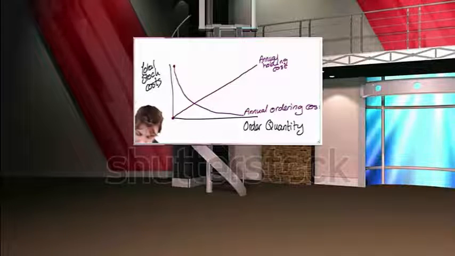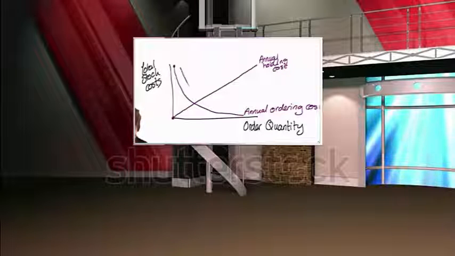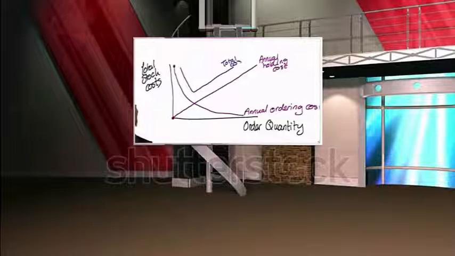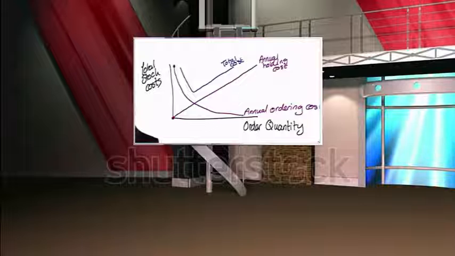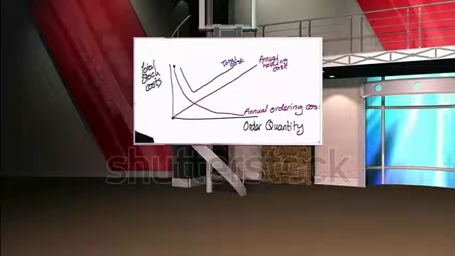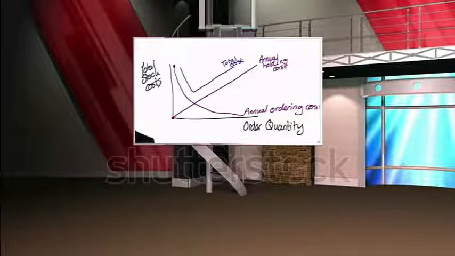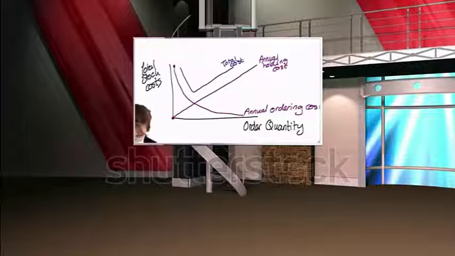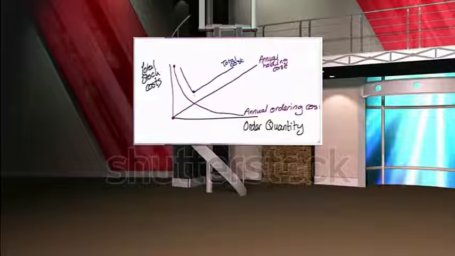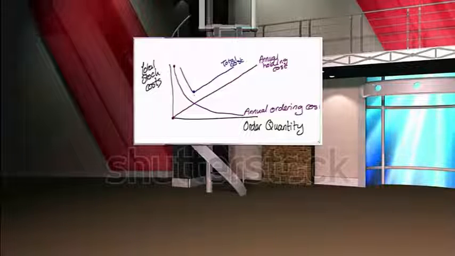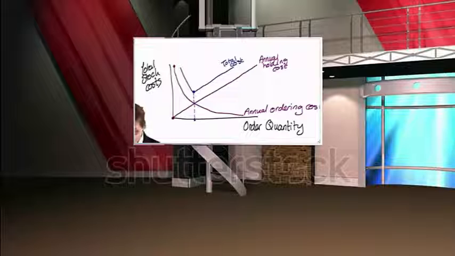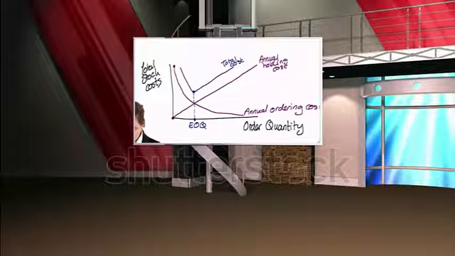Finally then, we just want to add in the sum of the two. So the sum of these two graphs will look something like this. That'll be our total cost. And remember, the EOQ is the order quantity which minimizes the sum of our annual holding and ordering costs. So our economic order quantity will be the point where this total cost line is as low as it goes, which means this point here is our economic order quantity.